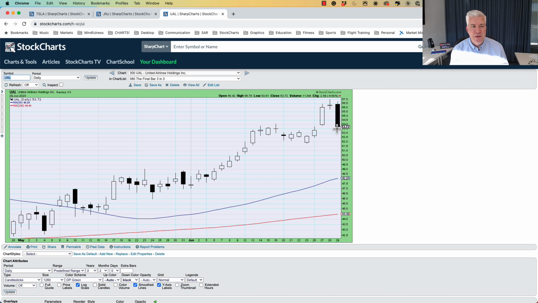So what does this mean for the chart of UAL, and broadly speaking for the charts of airlines? I mean, it remains to be seen, but what this 3-bar candle suggests is that the most likely path is lower rather than higher, at least for the next 3 to 5 bars. That's probably a good expectation, a reasonable expectation based on what we've seen here.